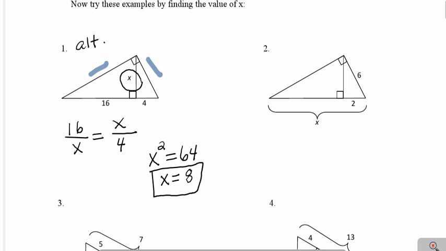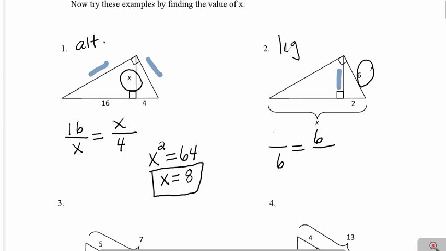In example 2, let's determine if it's an altitude or a leg problem. Notice that we don't know anything about the altitude, so this is going to be a leg problem, because we are given this leg is equal to 6. So if it's a leg problem, we put the leg in our means position.